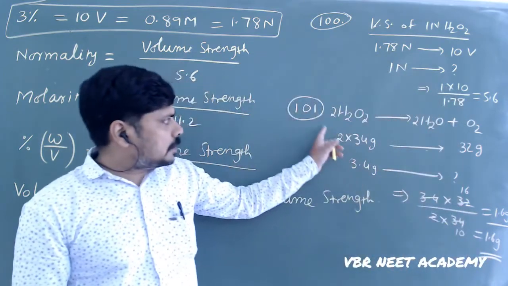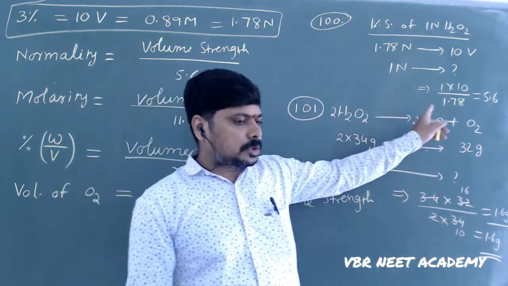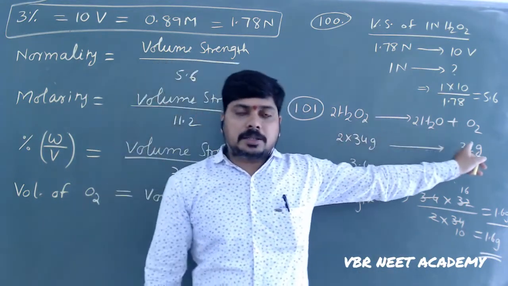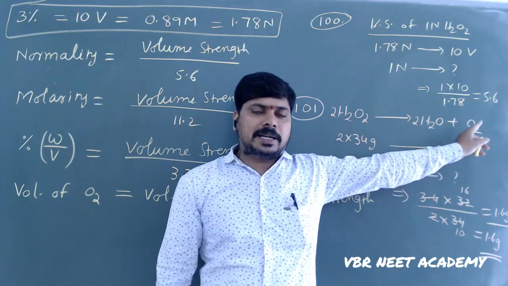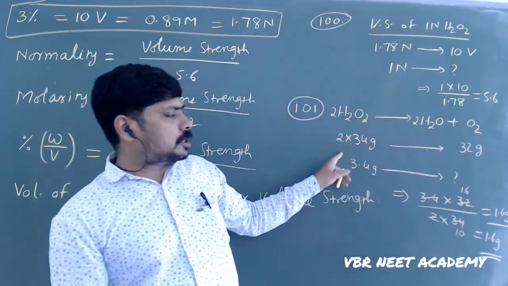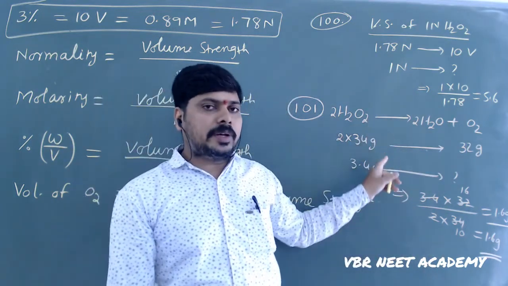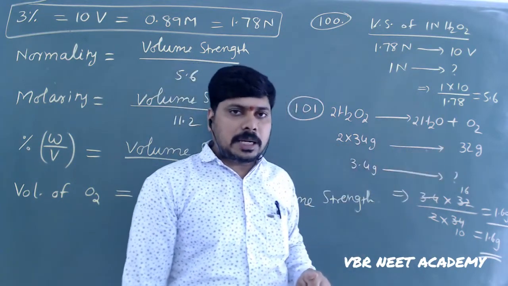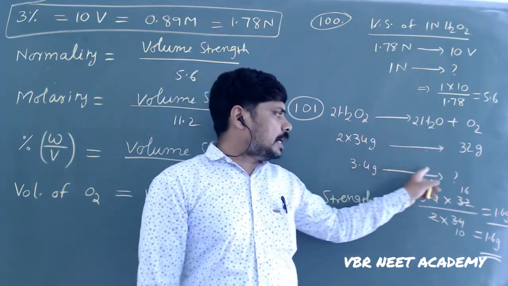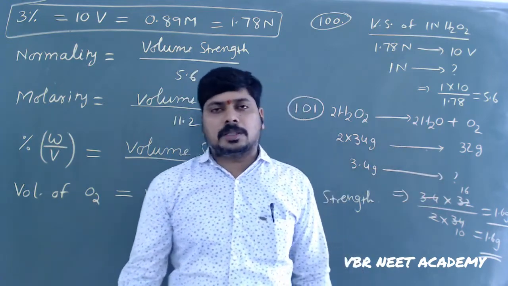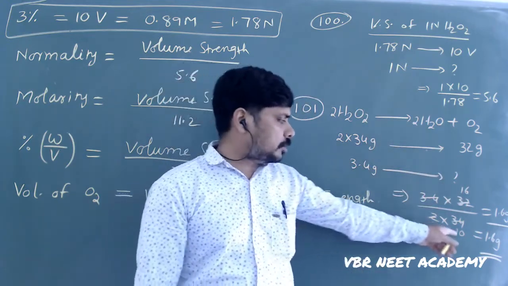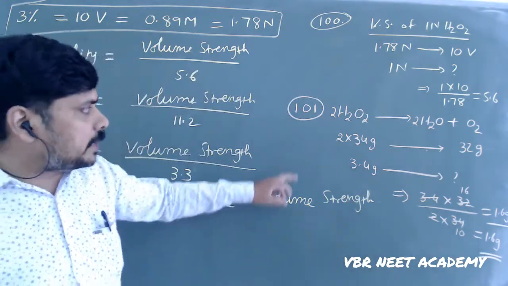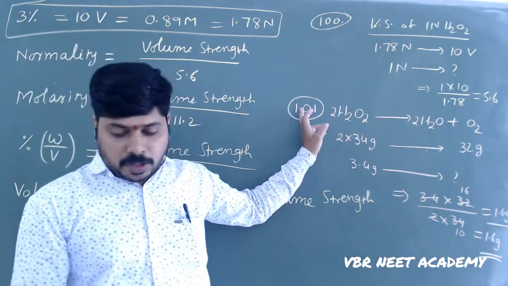So this is the stoichiometric equation for 2 moles of H2O2. You are supposed to write it. 2 moles of hydrogen peroxide is going to give you 2 moles of water and 1 mole of oxygen. So 2 moles means 2 into 34 grams. The molecular weight of H2O2 is 34. So 2 into 34 is liberating 32 grams of oxygen. So 3.4 grams is liberating how many grams of oxygen? Doing the simplification, we are going to get 1.6 gram. So that will be the volume strength question 101.